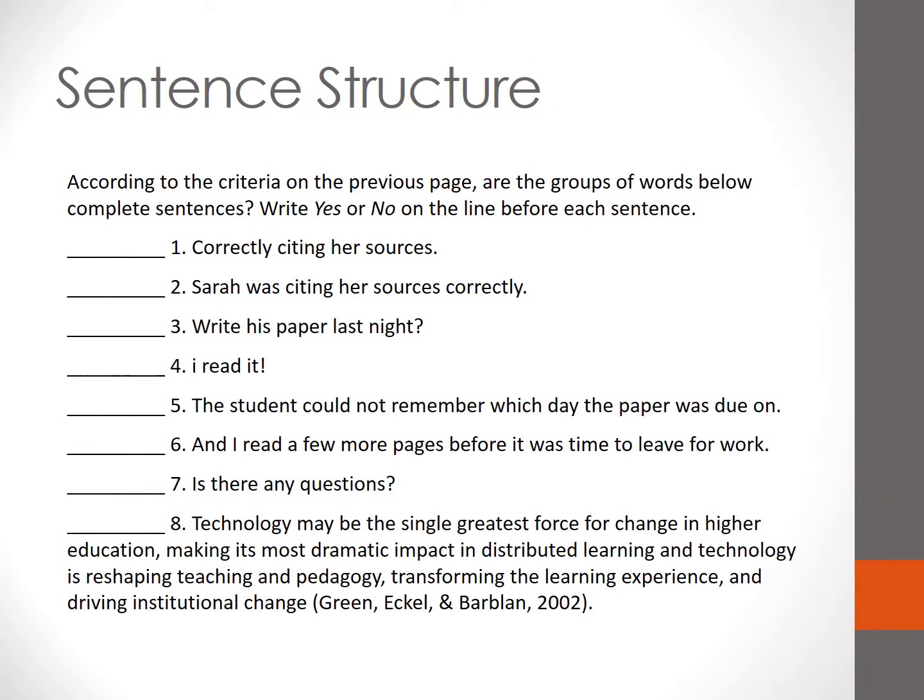Sentence structure. I've included some criteria in your primer about what makes a complete sentence. So based on that criteria, let's write yes or no on the line before each one. Number 1, correctly citing her sources. Number 2, Sarah was citing her sources correctly. Number 3, write his paper last night. Number 4, I read it!